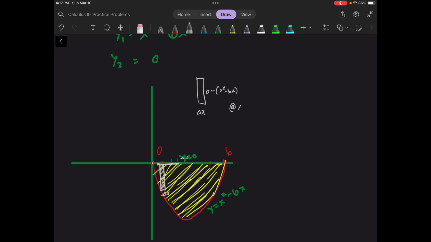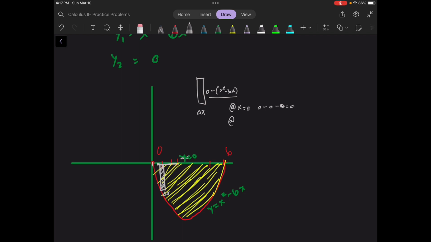At x equals 0, this slice right here at the origin should have a height or a length of 0 because it's at the very top corner, right? So if we plug 0 into our length function here, we have 0 minus (0 minus 0), so that equals 0. We know that it's correct.